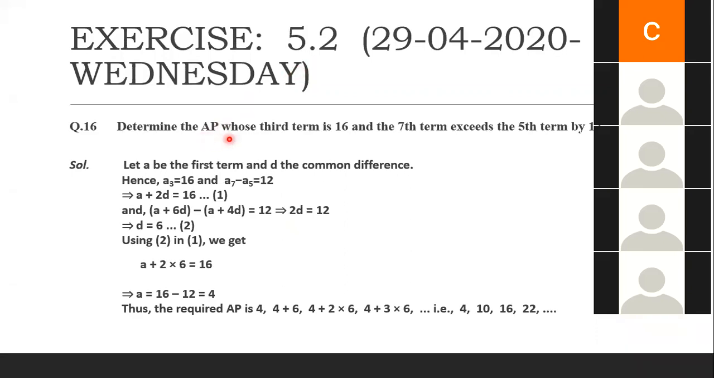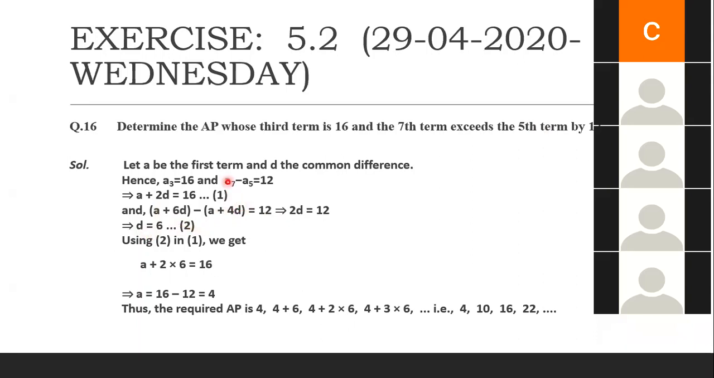Determine the AP whose third term is 16 and the 7th term exceeds the 5th term by 12. Third term is what? A plus 2D is 16, and the 7th term exceeds the 5th term by 12. So here the 7th term is A plus 6D and the 5th term is A plus 4D. This 7th term exceeds the 5th term by 12. So A plus 6D minus A plus 4D is 12. So by this I got D value.